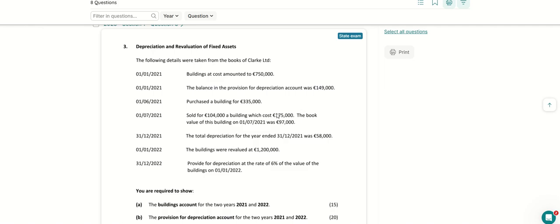Okay, so we read the question very carefully. We sold it for 104,000. So what that means is that's what we got for it, or what we would use the word the proceeds of it. That's what we got for it. We sold the building. We got 104,000 for it. It cost us 175,000. So that is the cost of the asset, and that will be coming out of our asset account. The net book value of the building was 97,000.